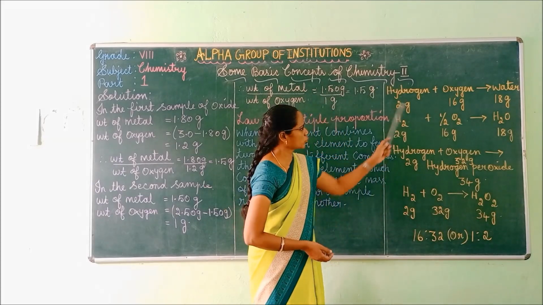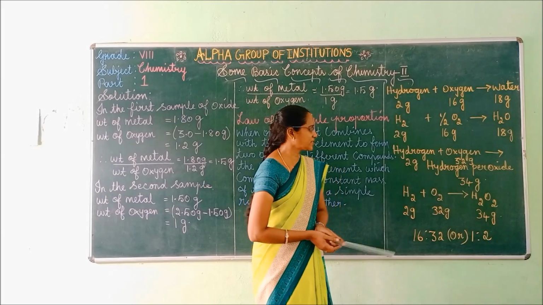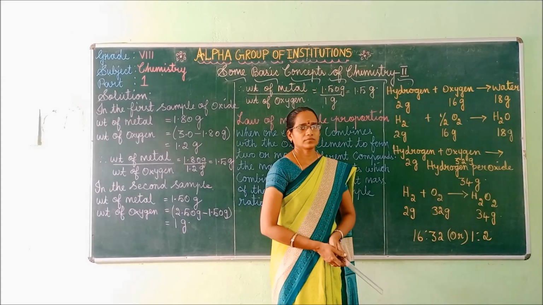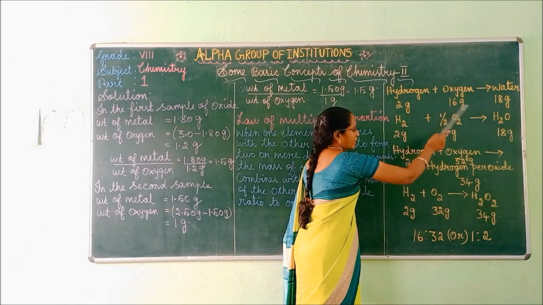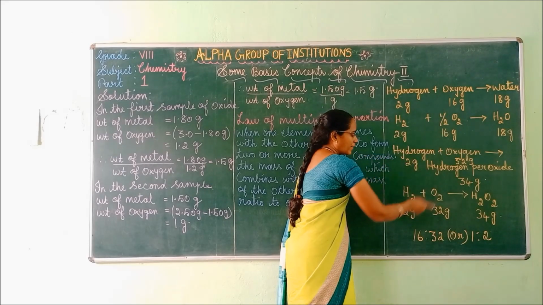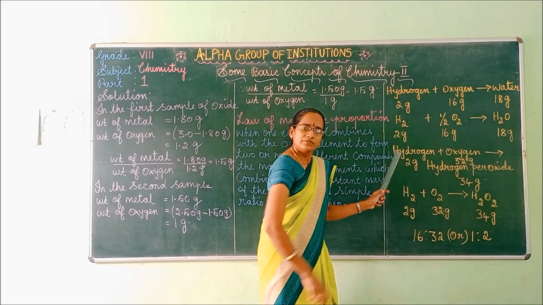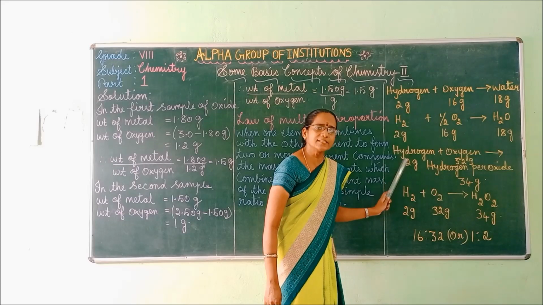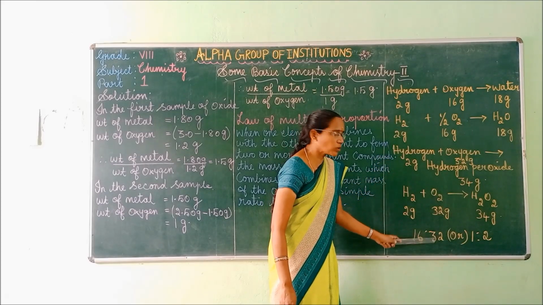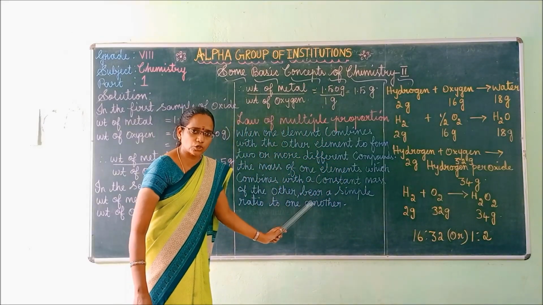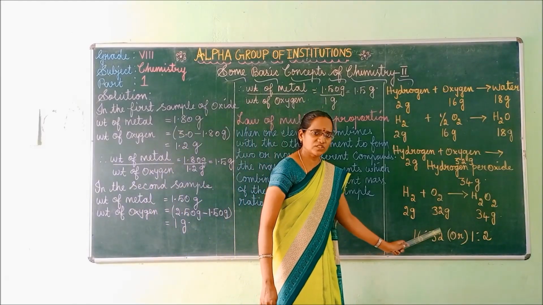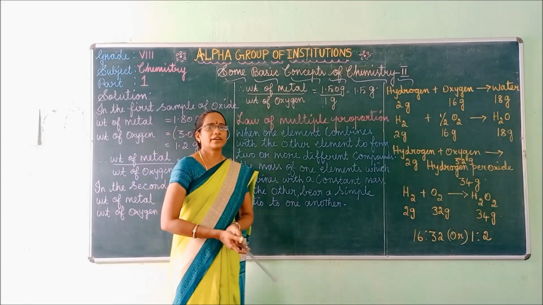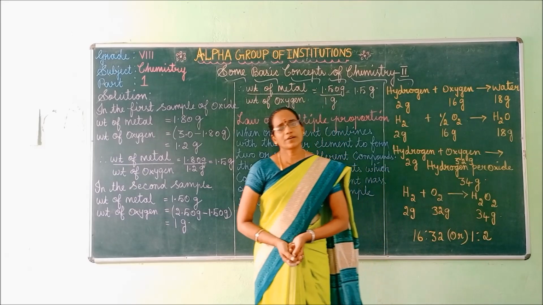Okay. So from these two compounds, we came to understand that the masses of oxygen, that is 16 gram and 32 gram, both combine with the fixed mass of hydrogen, 2 gram. And hence it bears a simple ratio to one another, isn't it? So 16 is to 32. If you strike it out, you will be getting 1 is to 2. This is the concept behind the law of multiple proportion. Understood, children? Right.